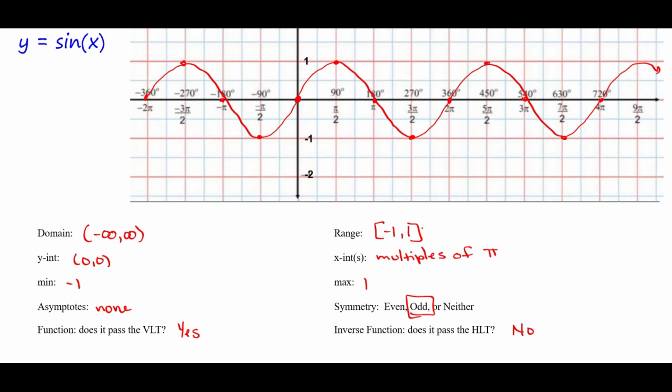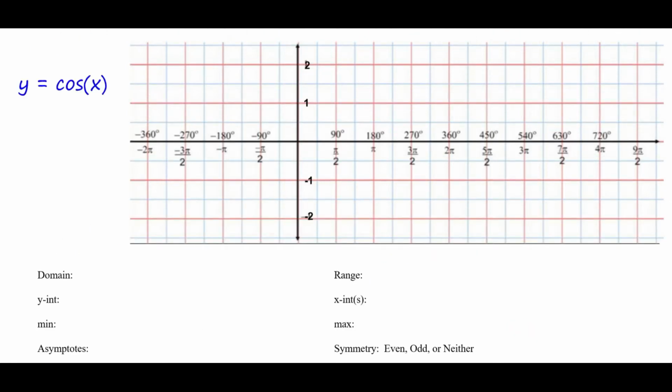So I think the key to the sine graph is to remember the 5 points, which is starting in the middle and then going up to the maximum, middle again, minimum, and then back to the middle. So we're going to do similarly with our cosine graph.